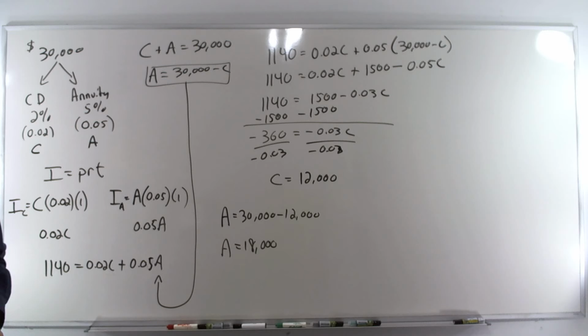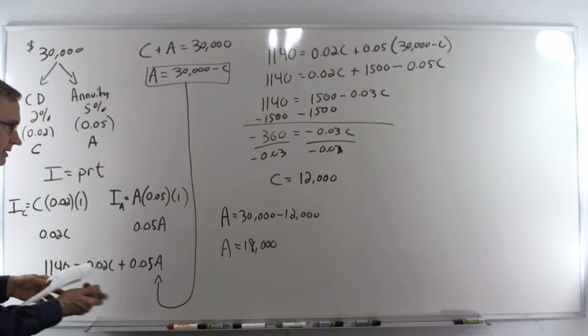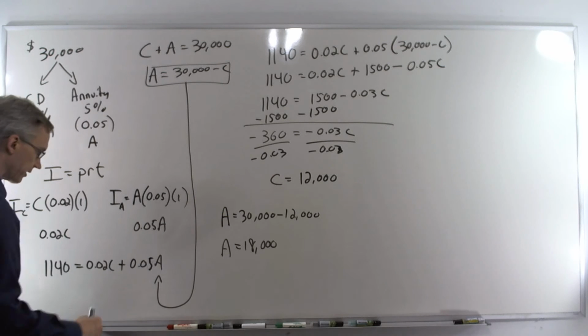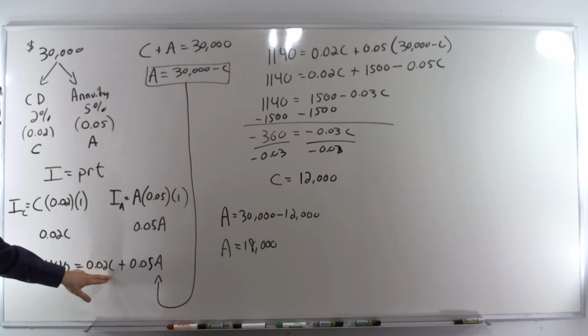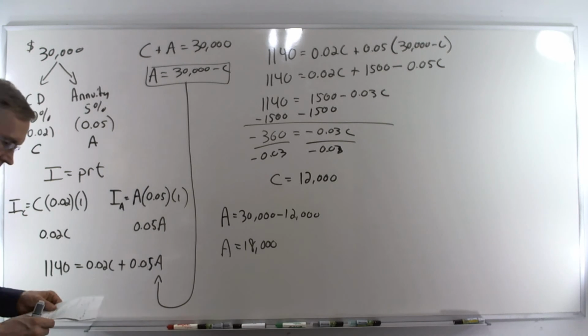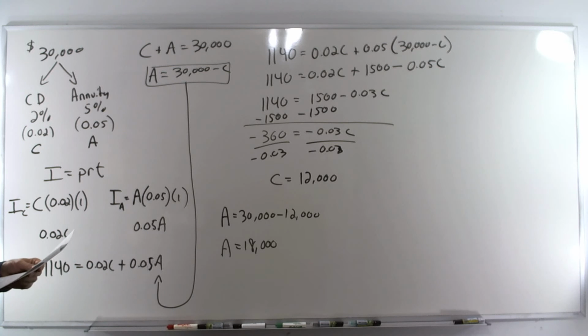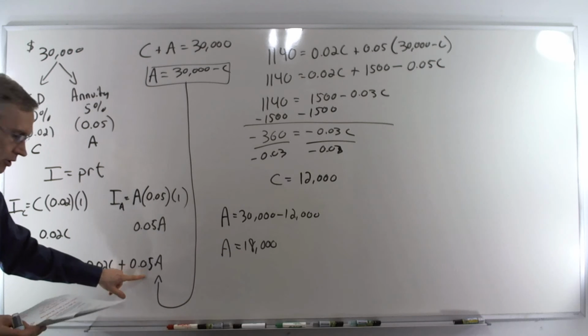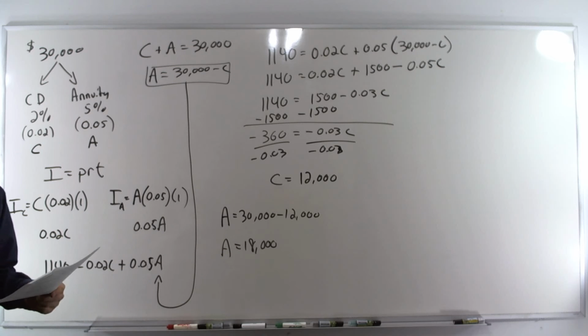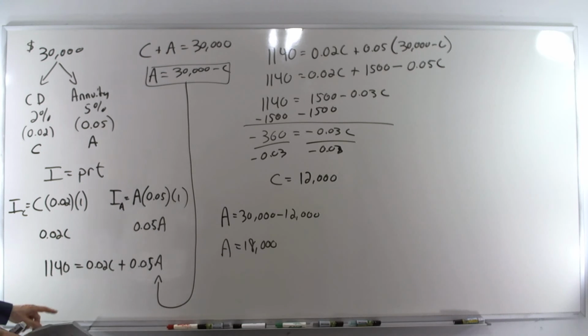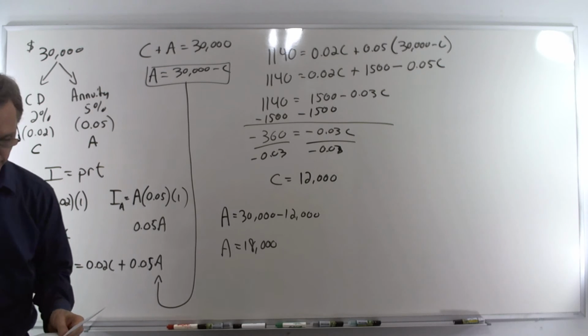All right, now we should check to make sure this is right. So I'm going to take these two values and plug them back in here. So 0.02 times C, which is 12,000, that gives us $240. And then we'll take 18,000 times 0.05, and that gives us $900. Add those two together, and we get 1140. So that checks.